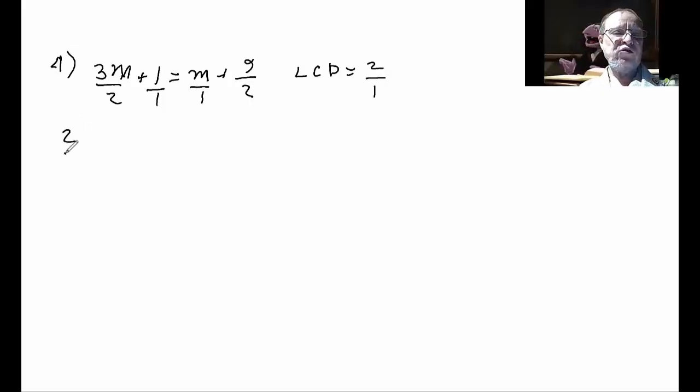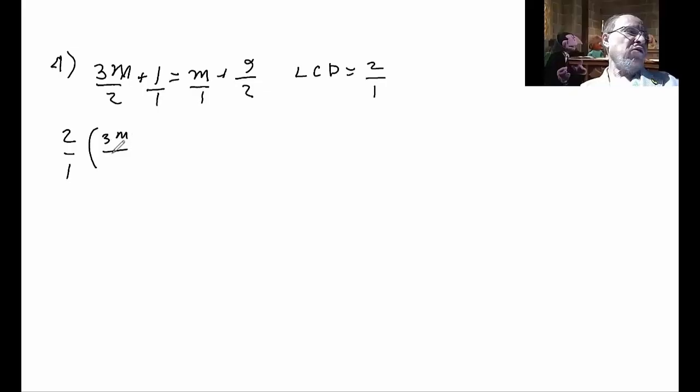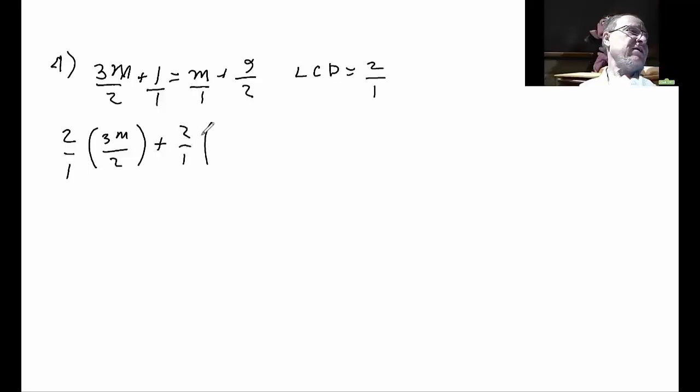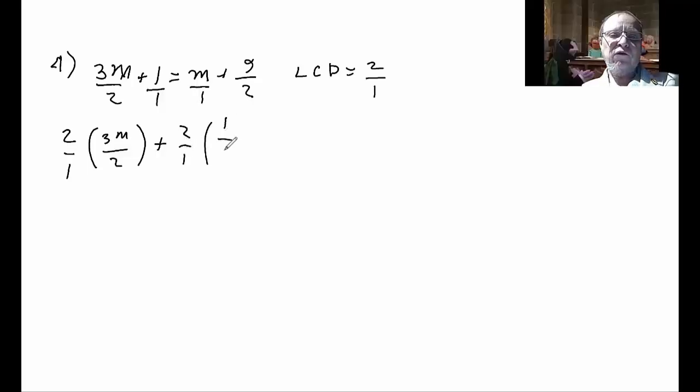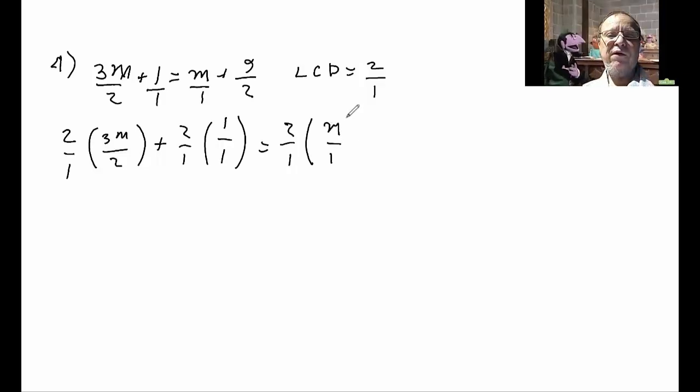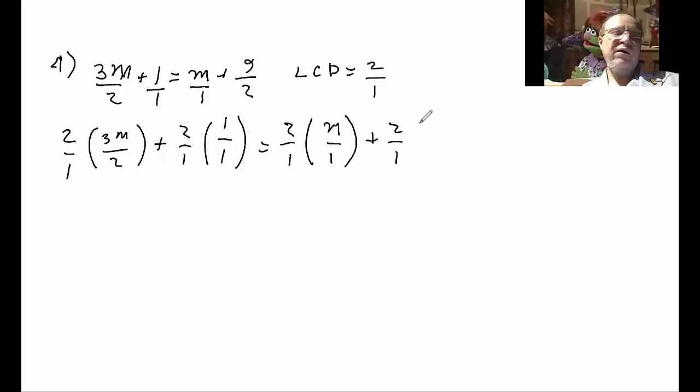So I have 2 over 1 times 3m over 2 plus 2 over 1 times 1 over 1 is equal to 2 over 1 times m over 1 plus 2 over 1 times 9 over 2.